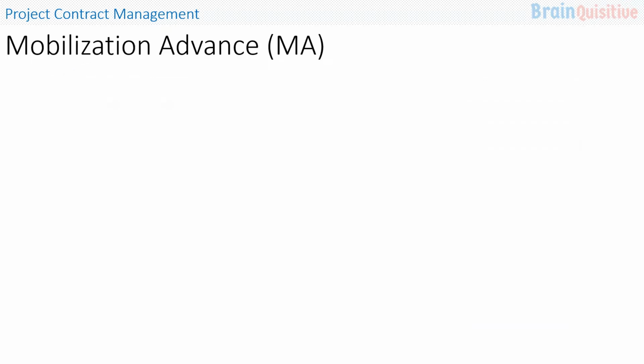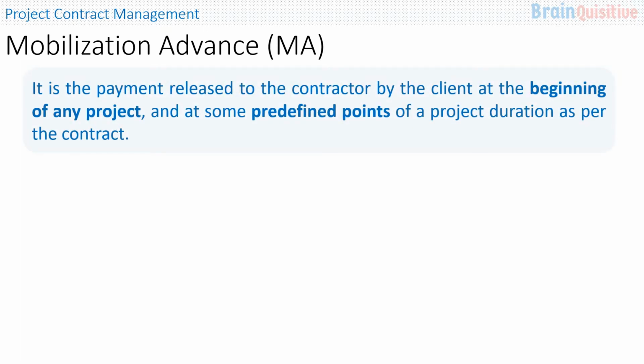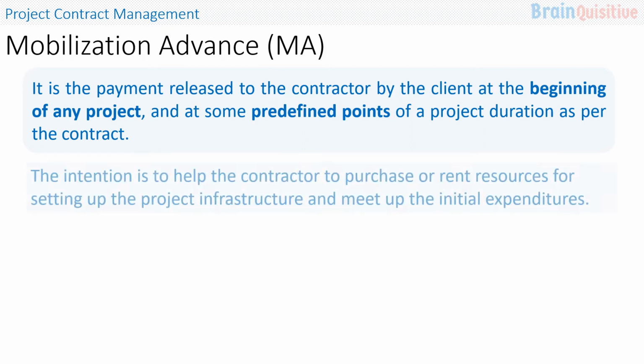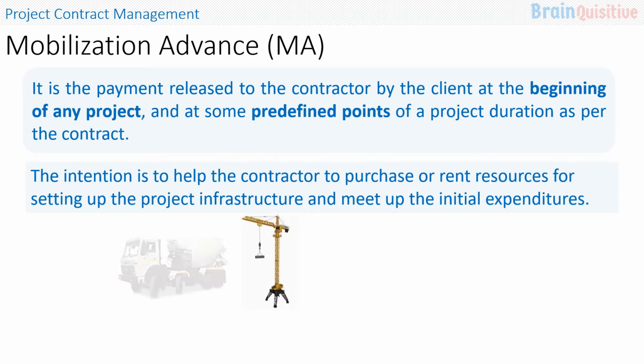We will talk about mobilization advance first. It is a payment released to the contractor by the client at the beginning of any project and at some predefined points of a project duration as per the contract. The intention of providing a mobilization advance to the contractor is to help the contractor to purchase or rent resources for setting up the project infrastructure and meet up the initial expenditures of a project.